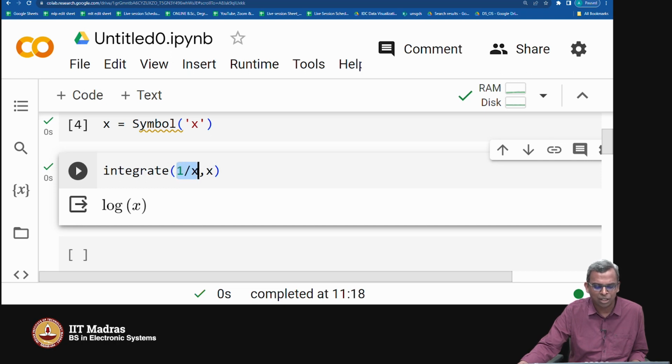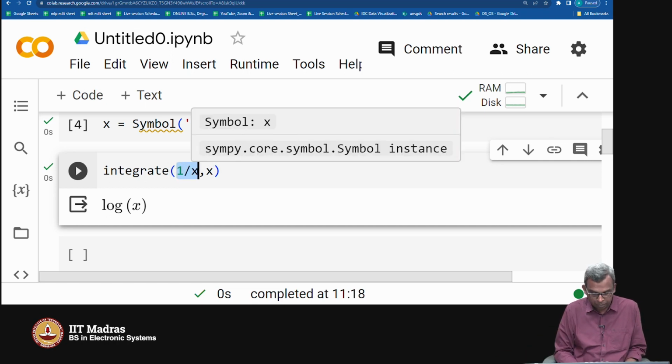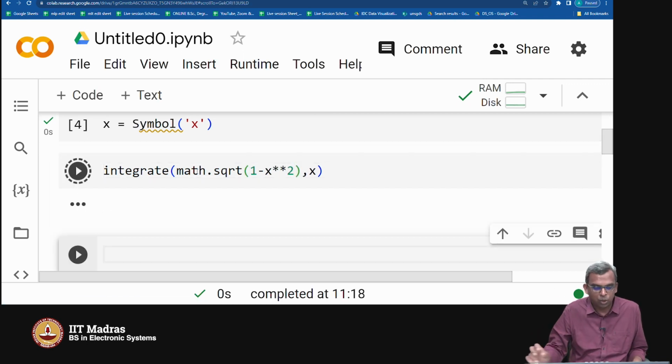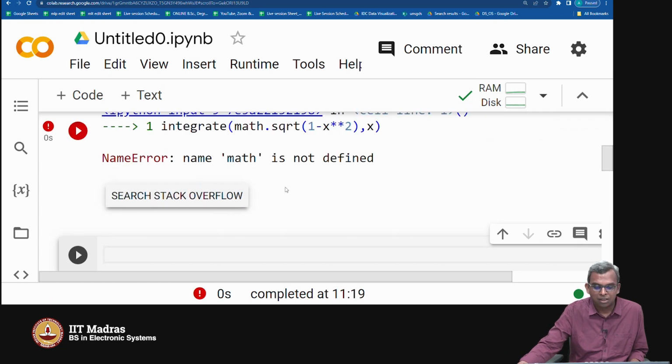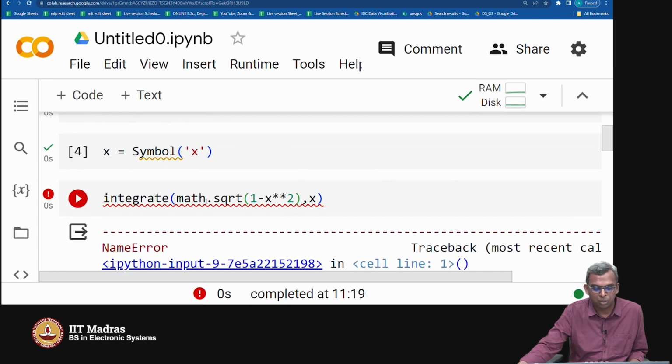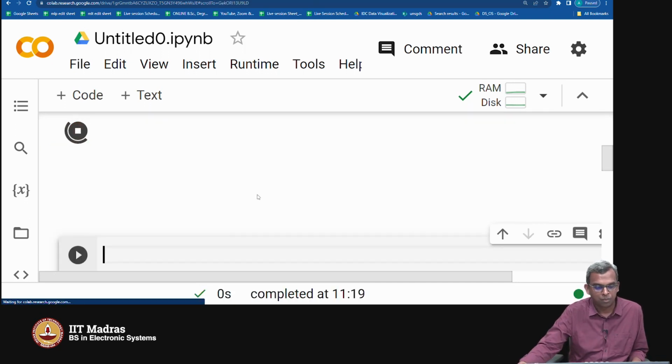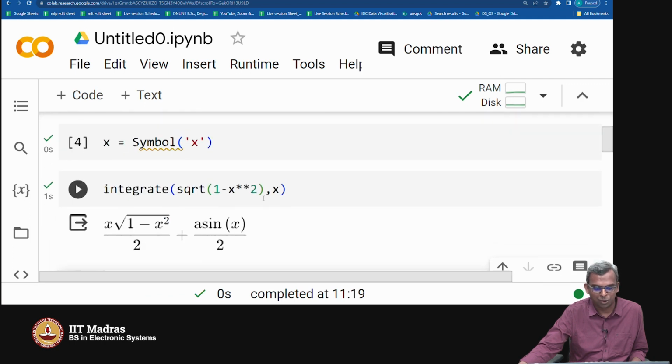You can throw in a lot of other functions, like for instance, I don't know if sqrt works. It may complain. I think you'll do math.sqrt. Let's try some complicated looking function, x times the root of 1 minus x squared. We don't know how to integrate it. Math is not defined. Does sqrt work in Python directly? Maybe not. Oh, it worked. Okay, look at that.